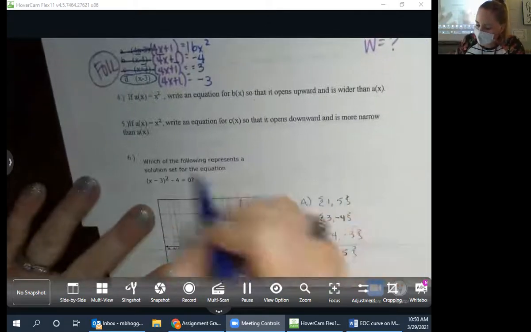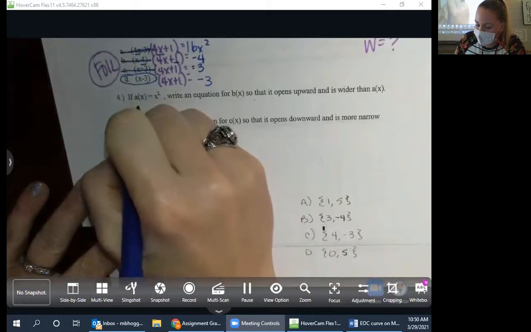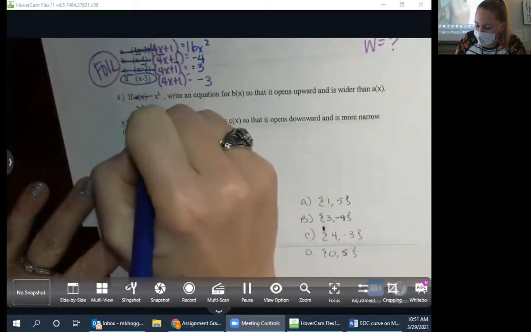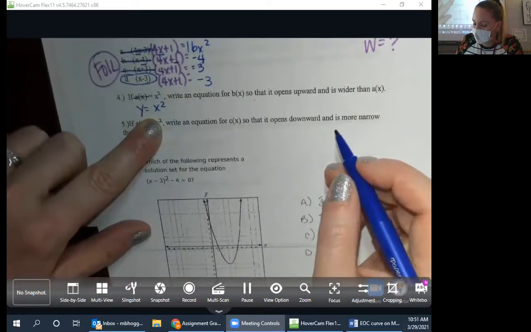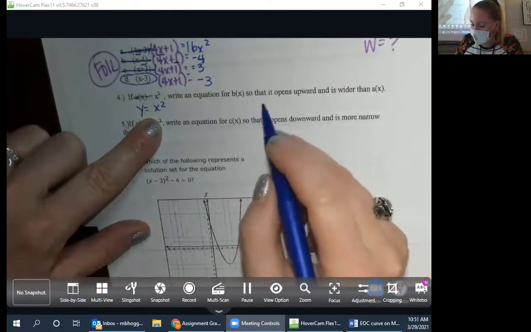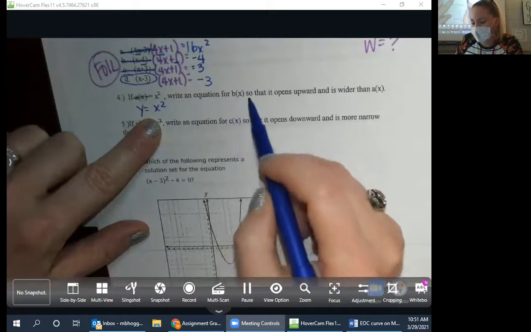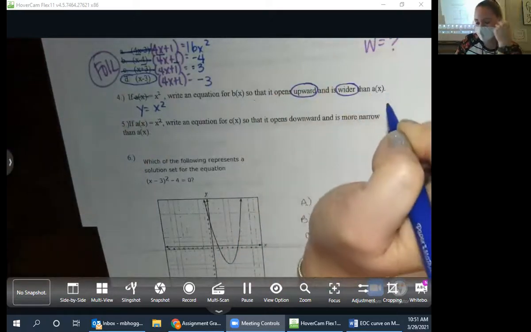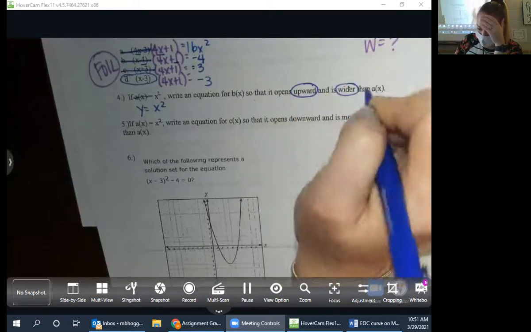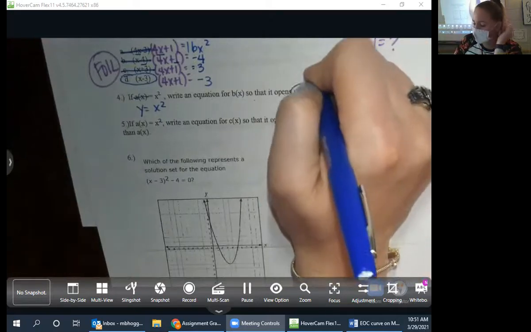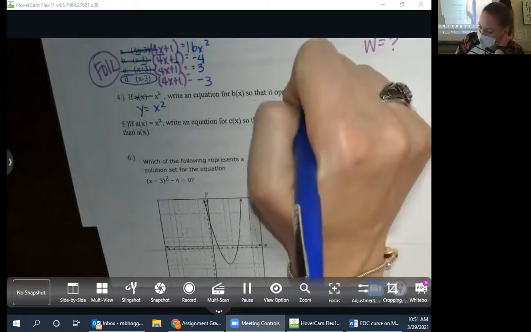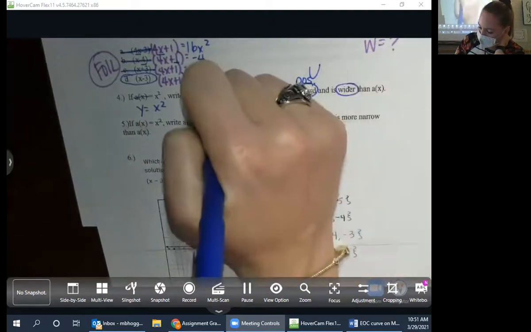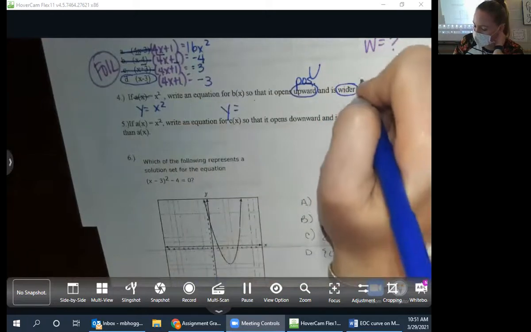Number 4. If f of x is y equals x squared, the parent function, they want us to write an equation for another function, b of x, so it opens upward and is wider. It has to be up and wide. If something is opening upward, is that a positive or a negative parabola? That's a positive parabola, okay? So we know it's going to be positive.